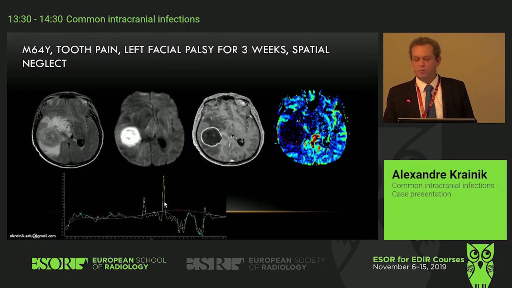And what about spectroscopy? There is a big... What is this? Then you have to read. Here is about 2.4. Here is 1.9. Here is 1.3. Here is 0.9. You have no NAA, no creatine, no choline. Huh? It's a typical spectrum. Is that a bacterial abscess?